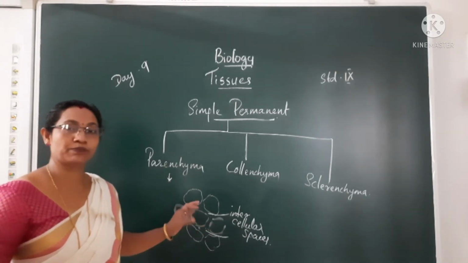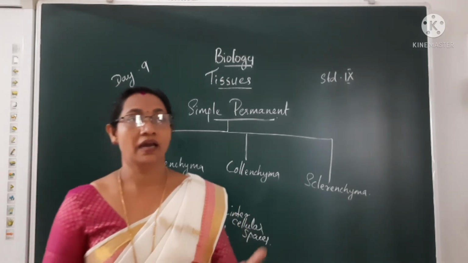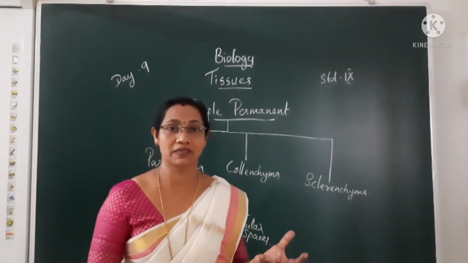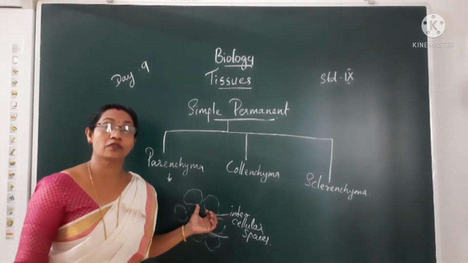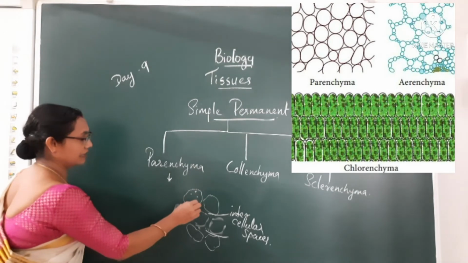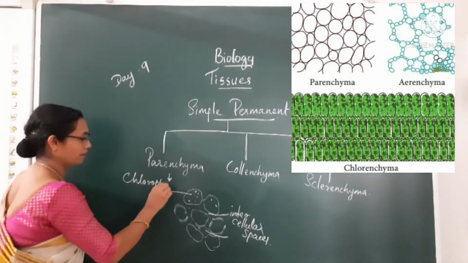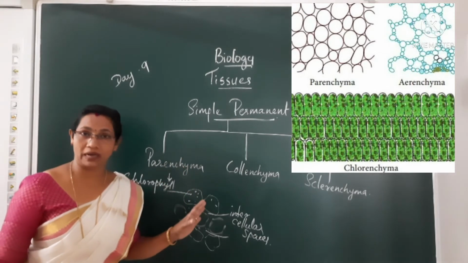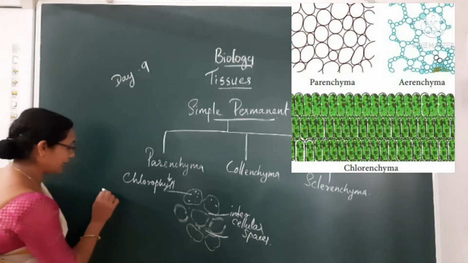These cells provide support to the plant. They provide support, and also in the green parts of the plant, like the leaf and the green parts of the stem, the parenchyma consists of chlorophyll. Parenchyma consists of which? Chloroplast, and that consists of chlorophyll. So if the parenchyma consists of chlorophyll or chloroplast, that type of parenchyma is known as chlorenchyma.